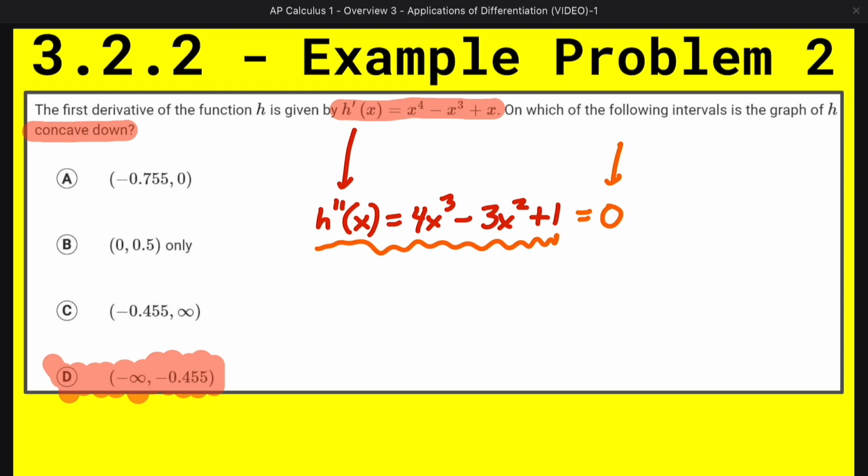Again, basically all I did was figure out that for concave down, the second derivative has to be less than 0, so it has to be negative. I graphed the second derivative and figured out where it's negative. It's from negative infinity to negative 0.455, so that's how I found that answer.